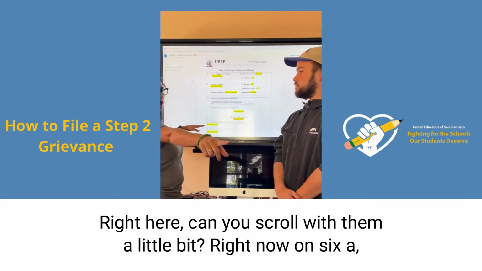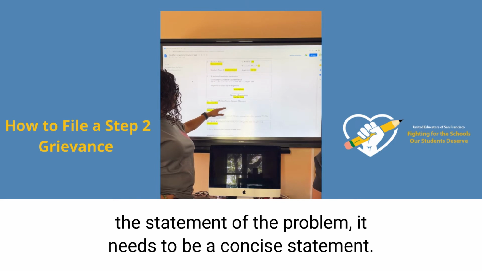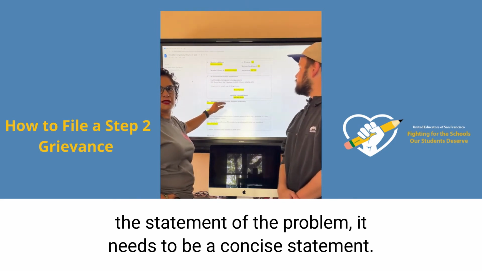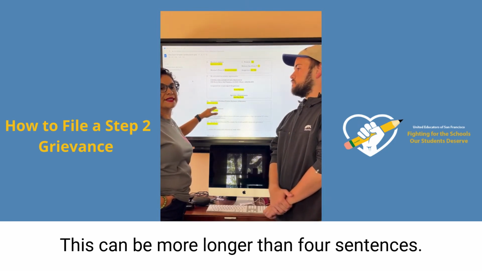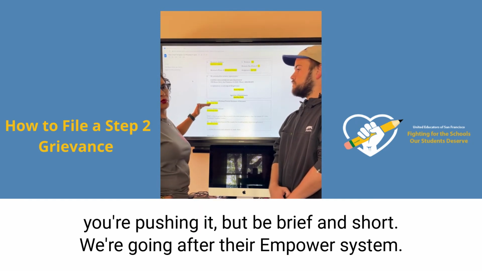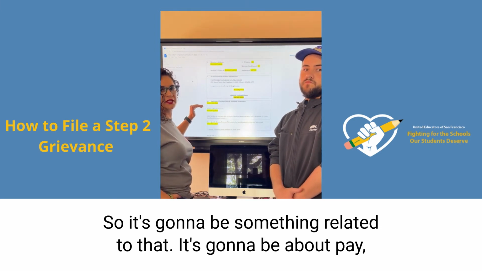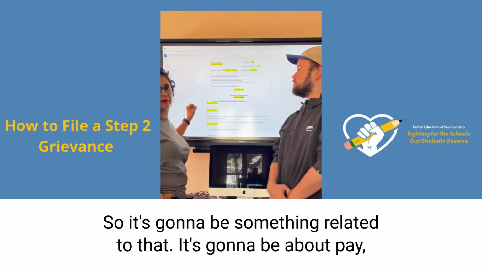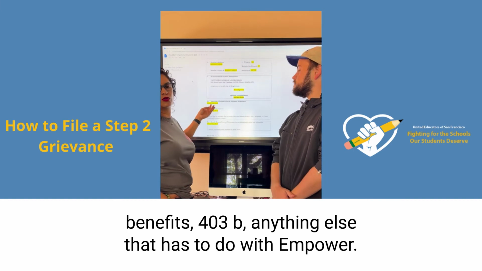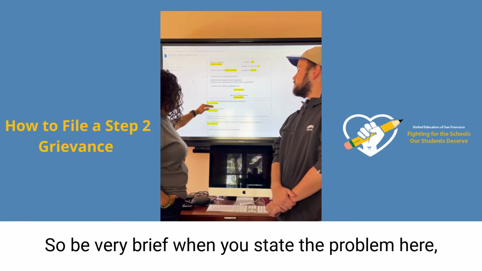Right here, can you scroll it down a little bit? Right here on 6A, the statement of the problem needs to be a concise statement. This can be no longer than 4 sentences. If you put 5 sentences, you're pushing it, but be brief and short. We're going after their Empower system, so it's going to be something related to that: pay, benefits, 403B, anything else that has to do with Empower. So be very brief when you state the problem here.